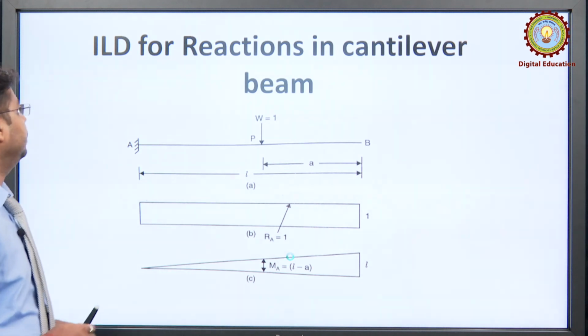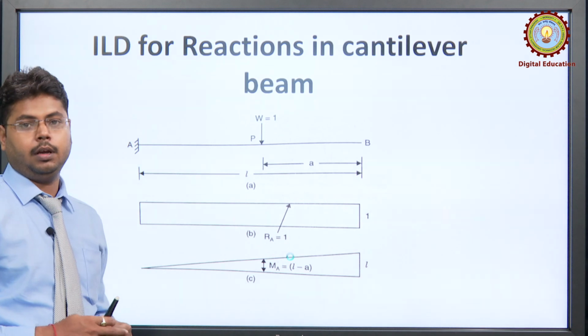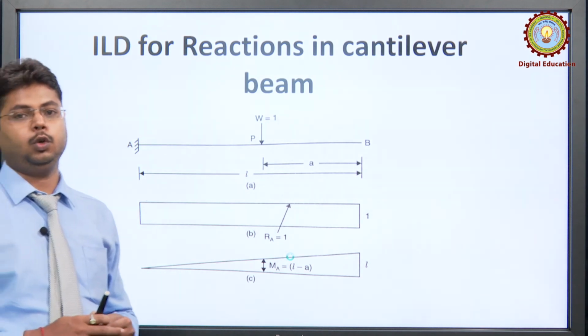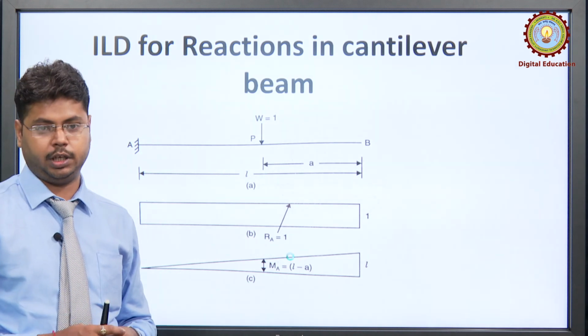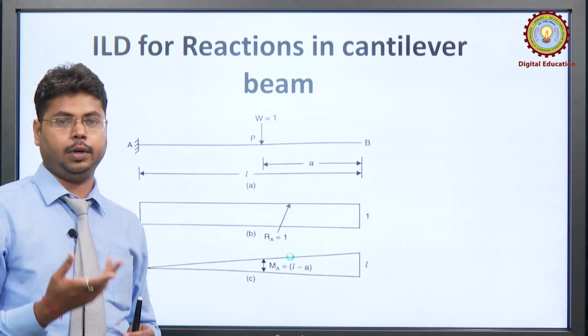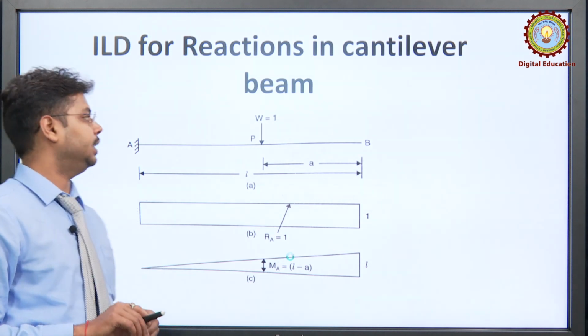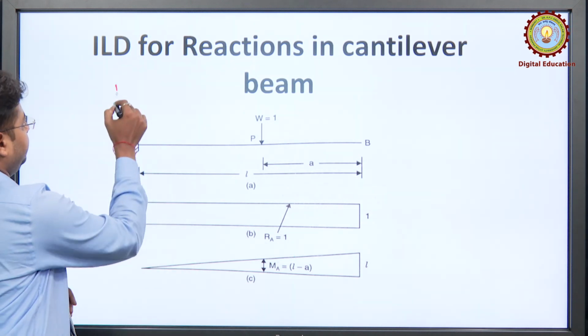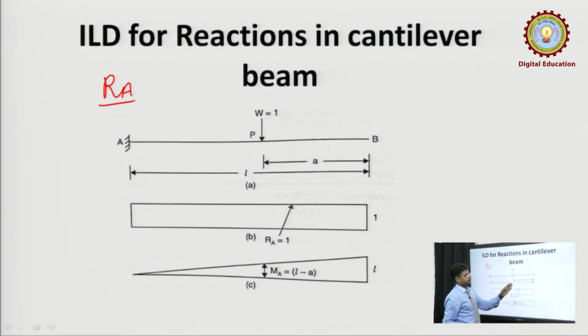Next one is ILD for reactions in cantilever beam. We are going to discuss two beams. First, previously we discussed the simply supported beam. Next we are going to discuss the cantilever beam. How can we calculate for this beam? We are going to calculate RA.